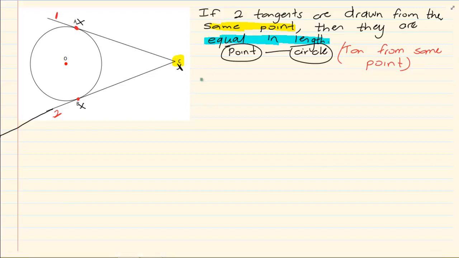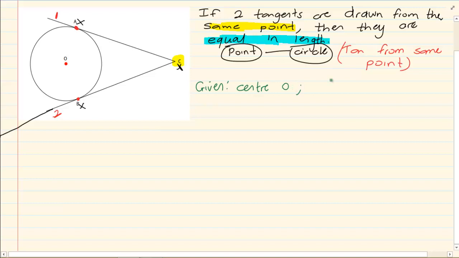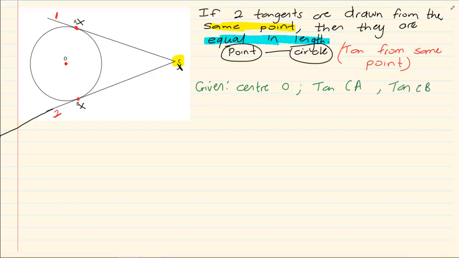Let us start with what we are given. We are given the center O, and then we've got two tangents. We've got tangent CA and tangent CB. Now, what is it that we want to prove? We want to prove that line CA is equal to line CB, because we want to say that they are equal in length.